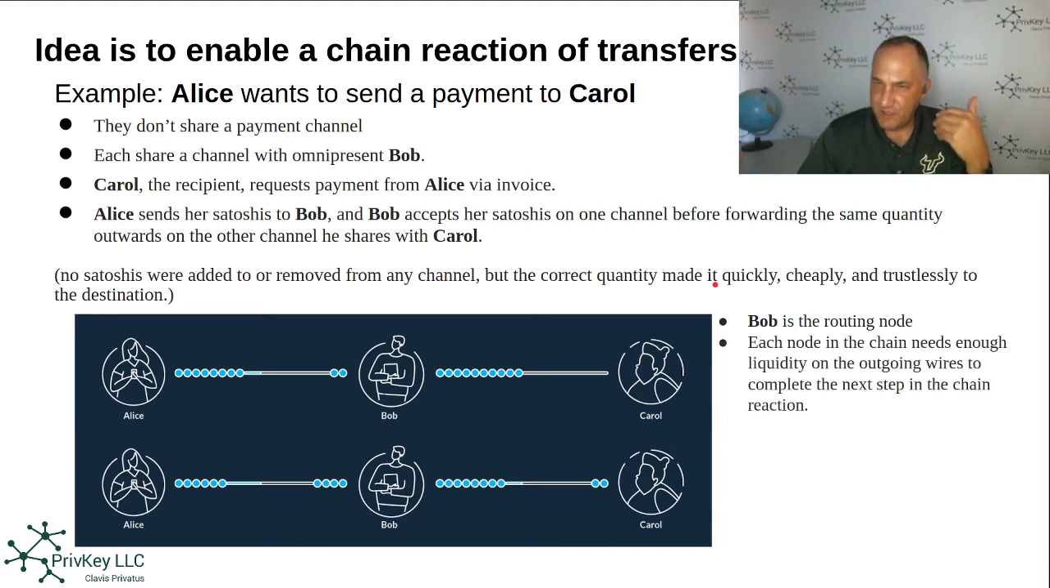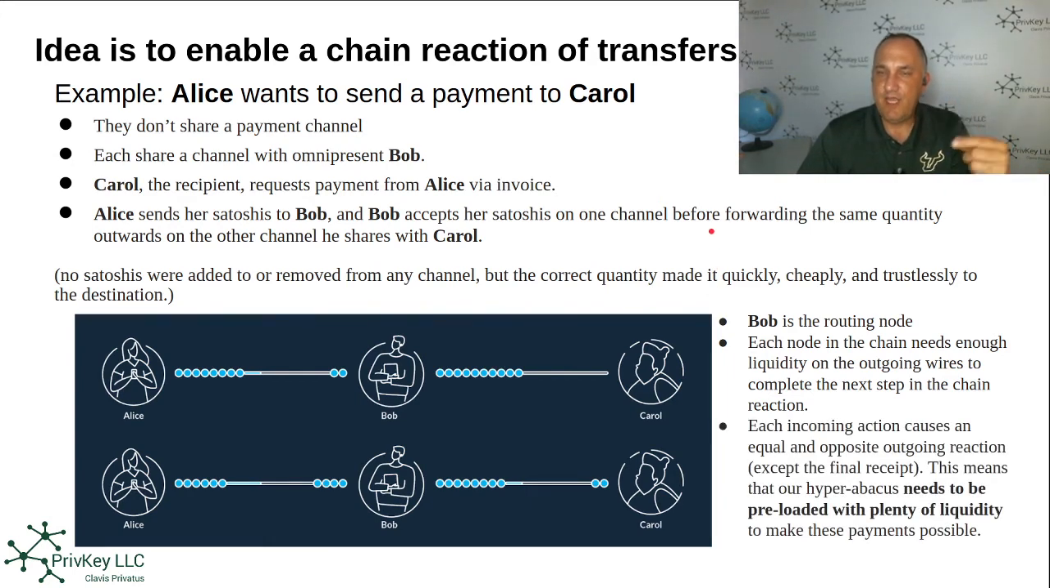Each node in the chain needs enough liquidity on the outgoing wires to complete the next step in the chain reaction. So each incoming action causes an equal and opposite outgoing reaction, except for the final receipt, which is Carol. Carol receives that satoshi. So this means that the super hyper-abacus example that we have here needs to be preloaded with plenty of liquidity, or plenty of these beads, to make the payments possible. And that's what the Lightning Network is growing more and more.